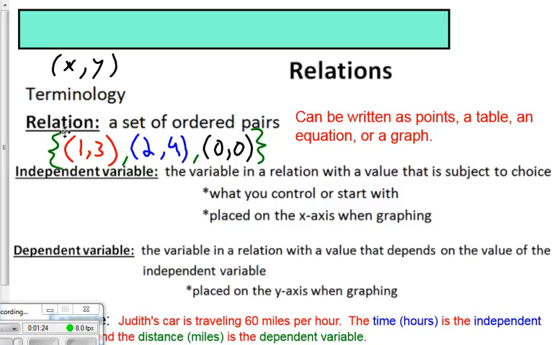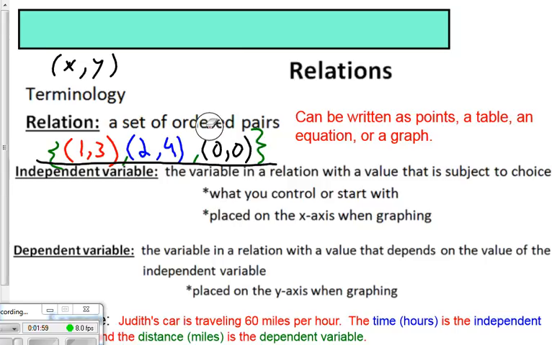I can write a table for this using all of these values right here, so my (2, 4), my (1, 3), and my (0, 0). I can make a table out of that. If I wanted to graph it, I would literally just be putting 3 points on my graph. It doesn't say anywhere to connect them. It just says use these 3 points. I can't really write an equation for this. That might be kind of hard. But in any case, we have this set showing these 3 points are our relation. That's our group or our set of ordered pairs.